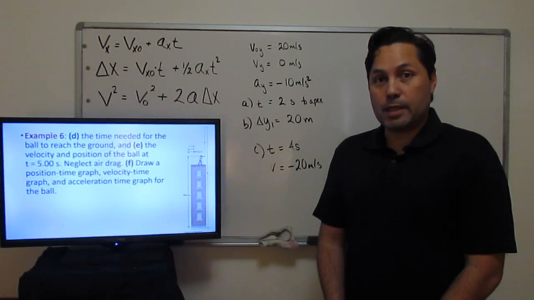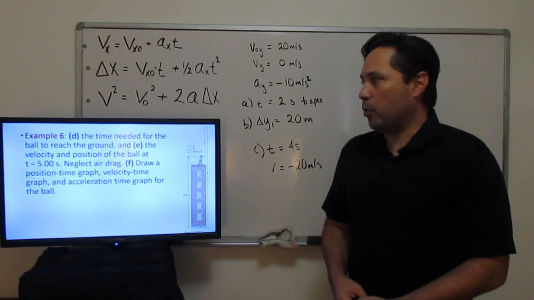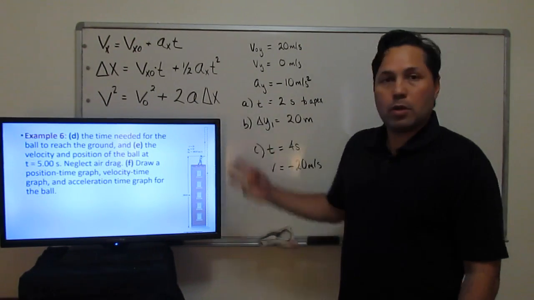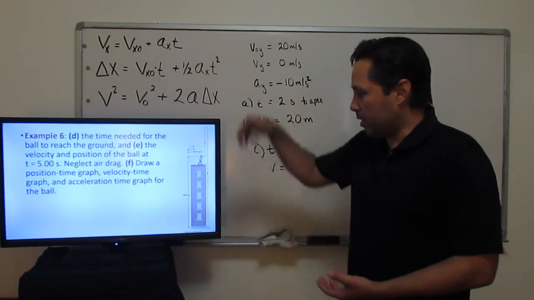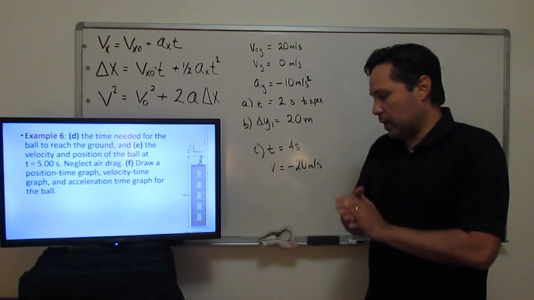Let's take a look at part D now from the problem. This time they ask you, what is the time needed for the ball to reach the ground? Now this problem is from the origin when it's thrown up at 20 meters per second all the way till it reaches the ground. Alright, so that's what we'll be looking at.